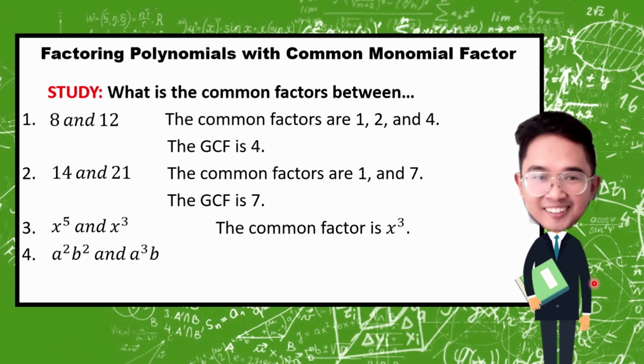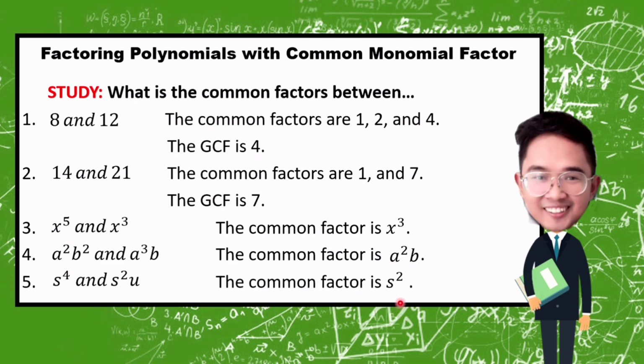Number 4, a squared b squared and a cubed b. Again, we have a squared and a cubed. The smallest numbered exponent is a squared. That's why we need to get a squared. For variable b, we have b squared and b, and the smallest exponent is b, which is raised to 1. That's why we have a squared b for the common factor. Number 5, s raised to 4 and s squared u. The common factor is s squared.